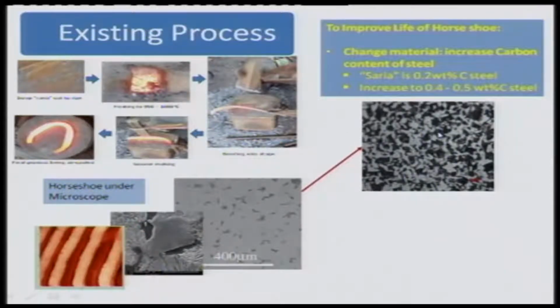If you do that, then look at the change in the microstructure. You get lots more pearlite. All these dark regions are indicative of lots more pearlite in such a steel, and pearlite would improve the wear resistance of the steel.